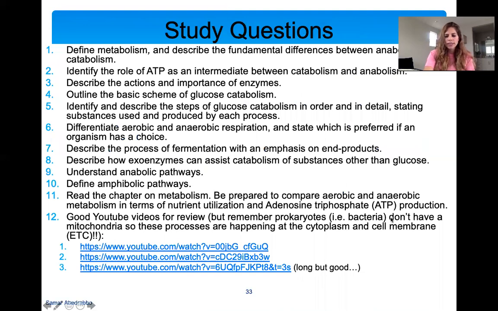So here are the study questions. I know that this is a lot, but I just want you to take it slowly and try to understand the big picture here. So remember, in respiration, the steps are glycolysis, then we have the transition to make pyruvate into acetyl-CoA and the Krebs cycle, and then the electron transport chain. With fermentation, we just have glycolysis. So just go through, and I put some good YouTube videos. There are a ton of really amazing metabolism YouTube videos.